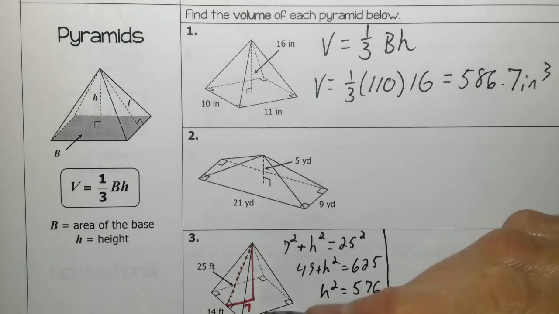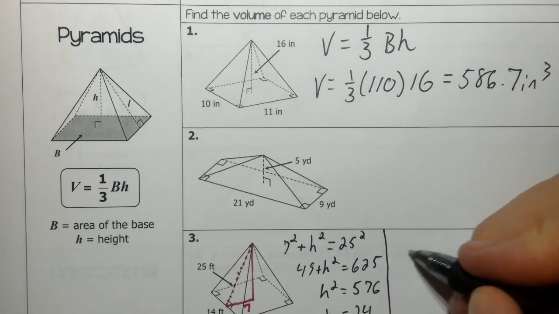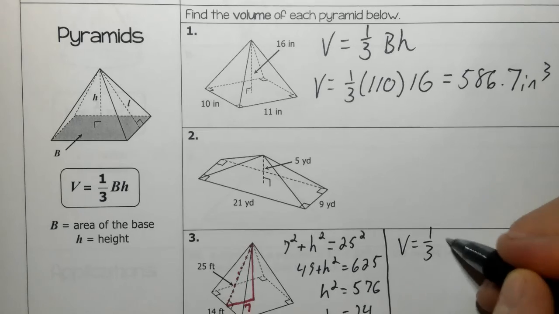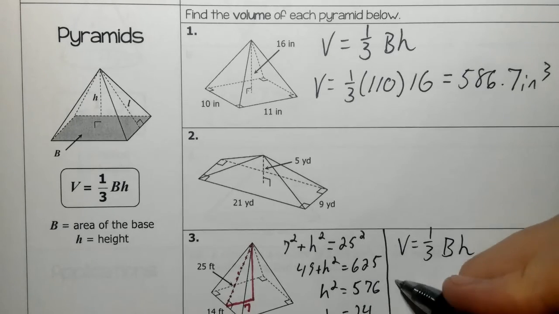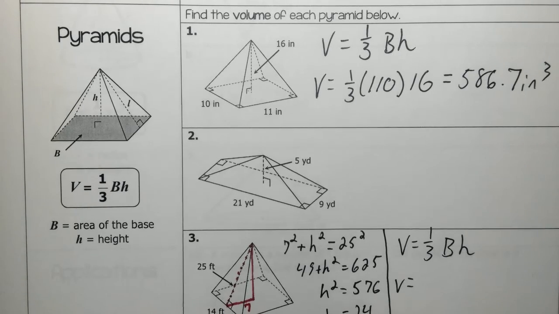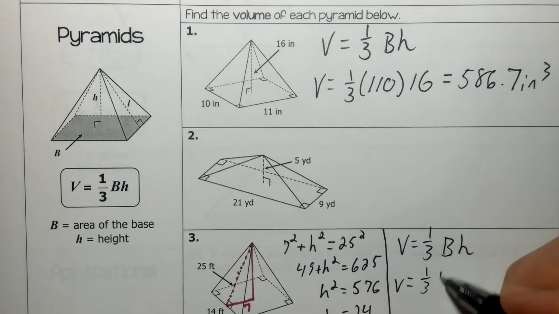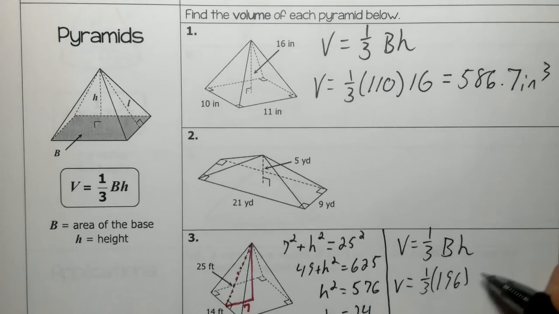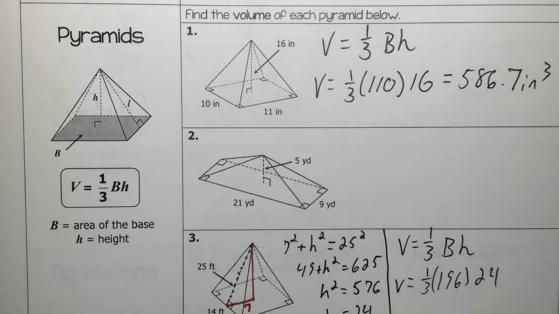Okay. After I've done that, it's going to be just like the other one. So 1/3 times capital B times h. Capital B is 14 times 14, which I'm pretty sure is 196, but it's really late, so I'm going to check that. Yeah, it is 196. So 1/3 of 196 times 24.